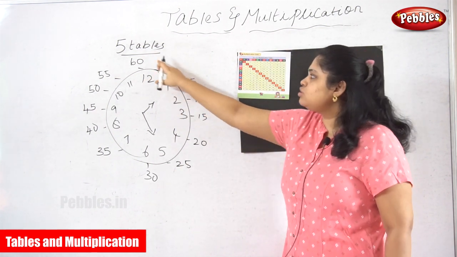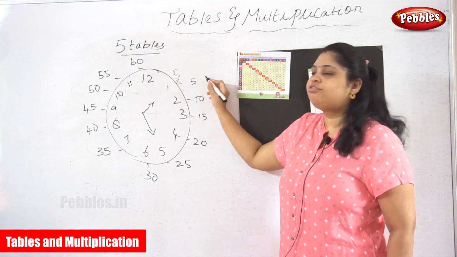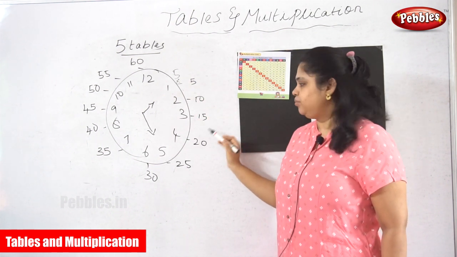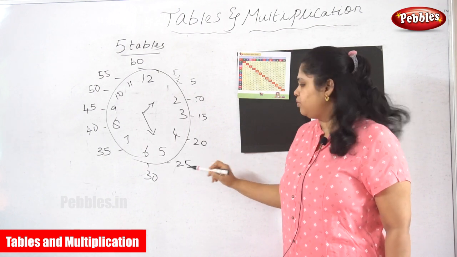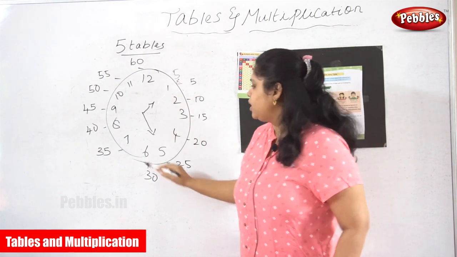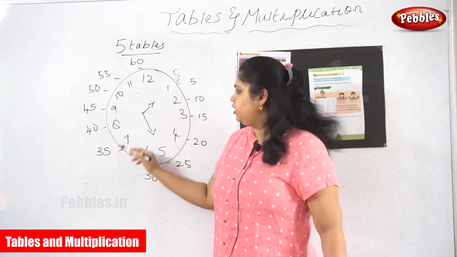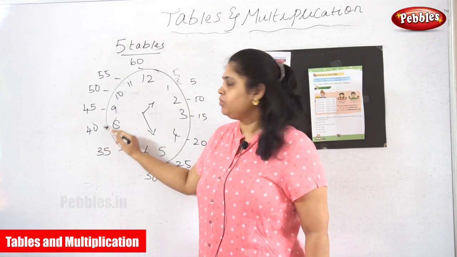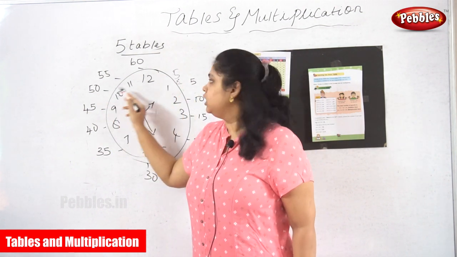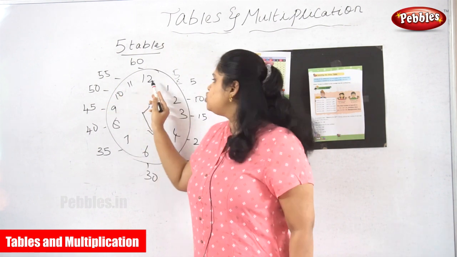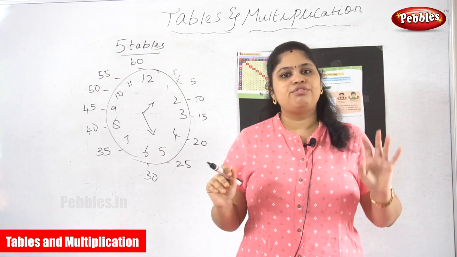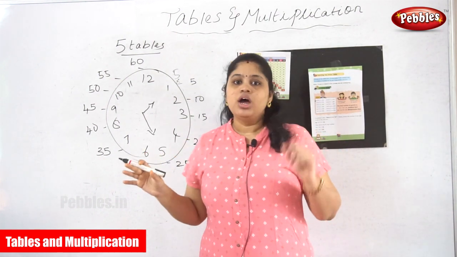Exactly. 1 into 5, 5. 2 into 5, 10. 3 into 5, 15. 4 into 5, 20. 5 into 5, 25. 6 into 5, 30. 7 into 5, 35. 8 into 5, 40. 9 into 5, 45. 10 into 5, 50. 11 into 5, 55. 12 into 5, 60. Okay, so this is exactly the number series of the 5 tables.